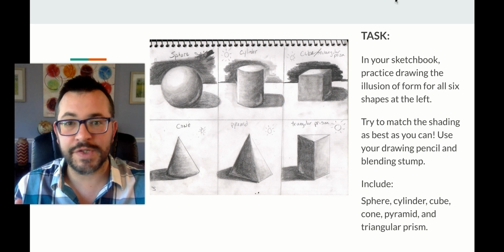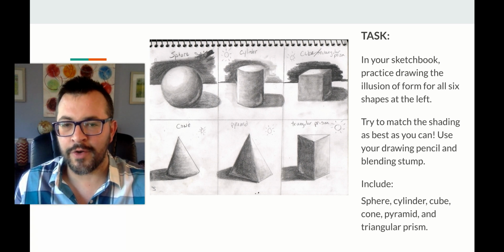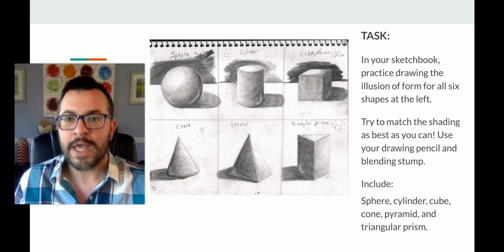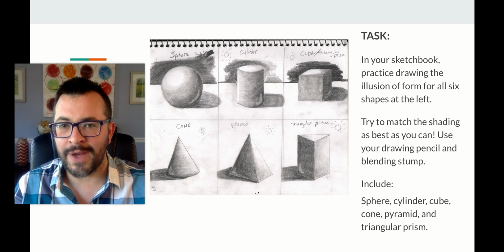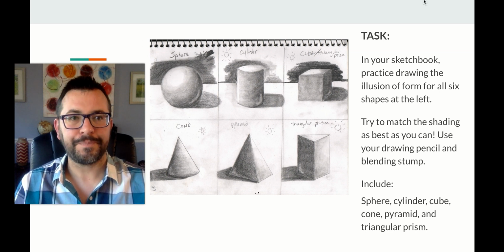So try this in your sketchbook. If you need help, you can flip back through this video to see some of the other examples. There are great ones. Make sure you're including a highlight, a shadow, and a cast shadow, and think about where that light source is coming from.